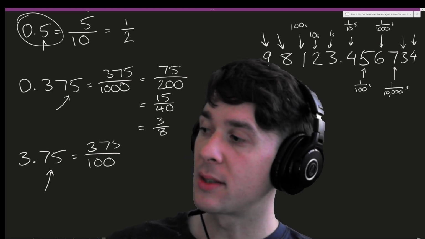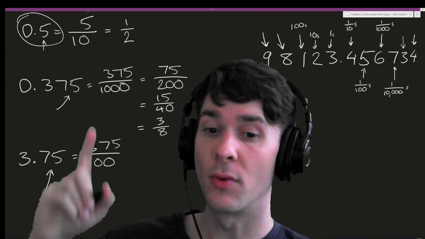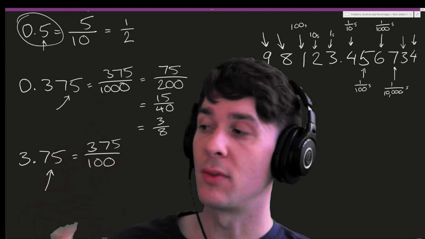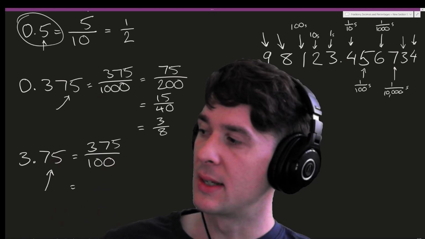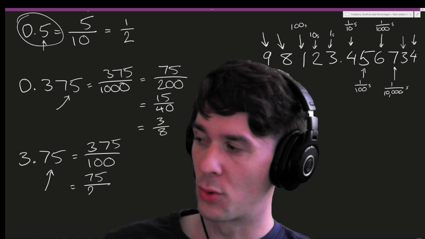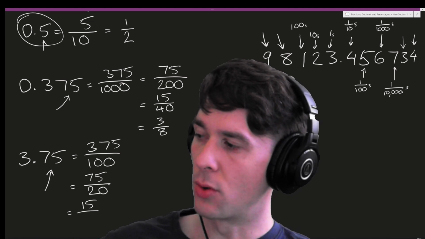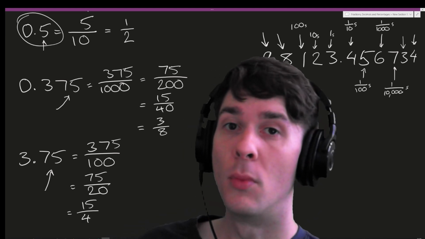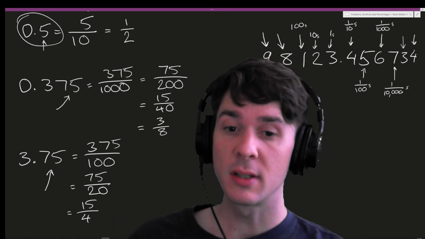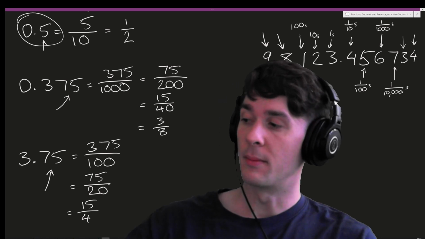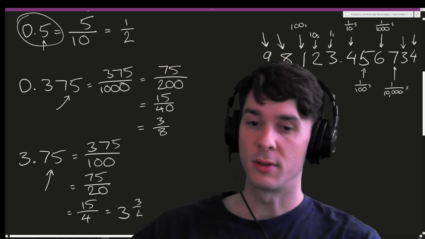So you'll notice that this looks almost like the one we just did, except instead of 375 over 1,000, we're doing 375 over 100. So as we simplify this, we're going to get 75 over 20, which will give us 15 over 4. And we're more or less finished. I like to leave my fractions as improper fractions. If you prefer to convert them to mixed numbers, you're welcome to do so. You'll see that we get 3 3/4.